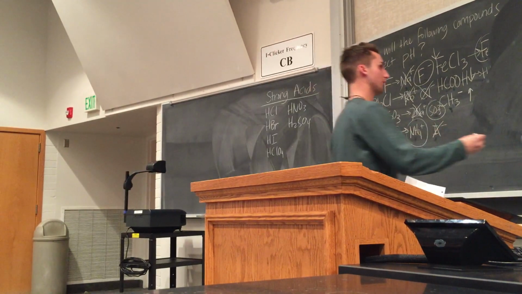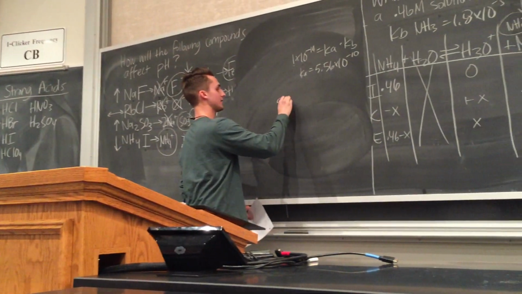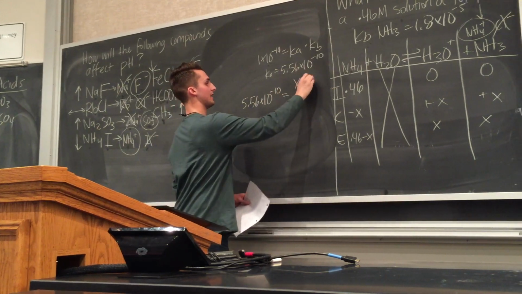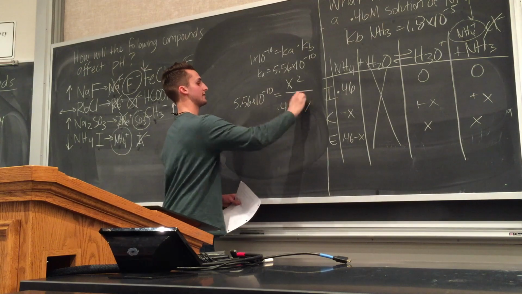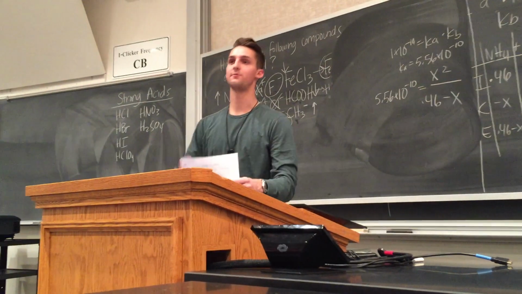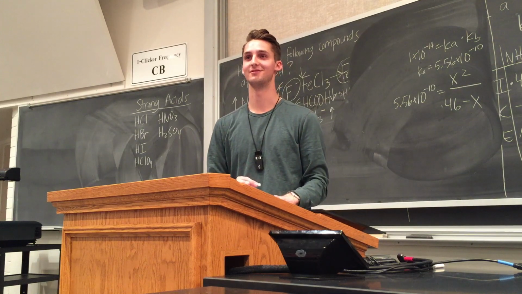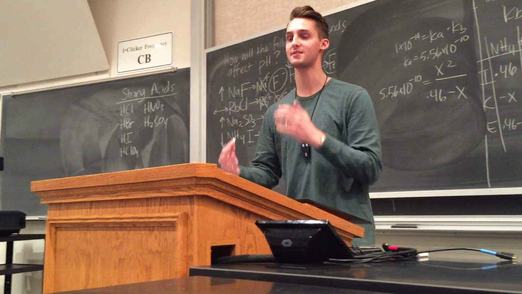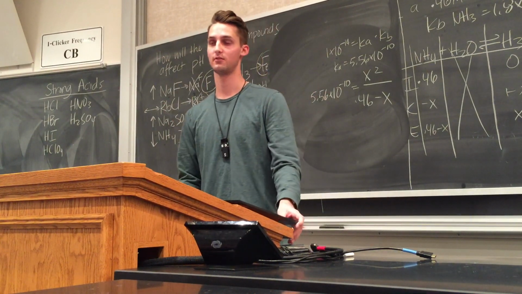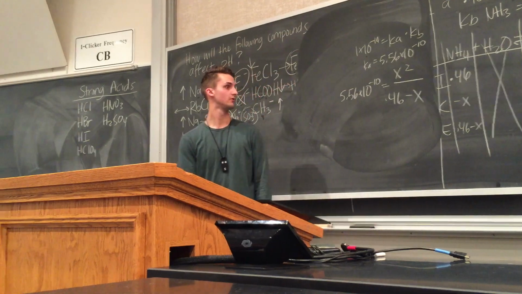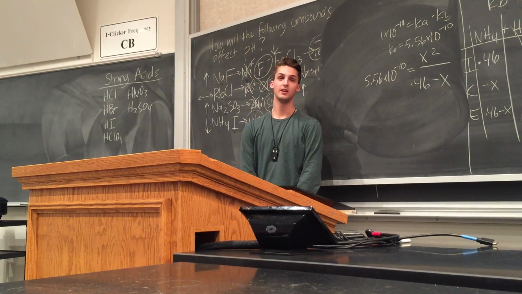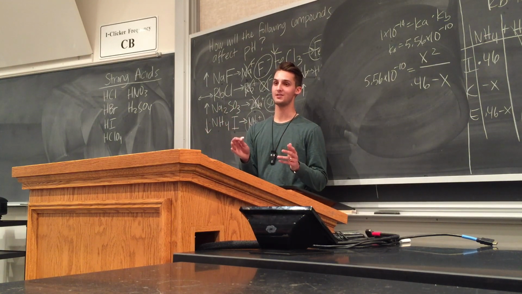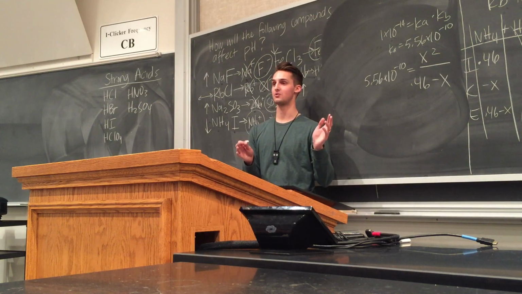Now let's set up our expression. 5.56 times 10 to the negative 10 equals products over reactants, x squared over 0.46 minus x. Who is still confused about when you can use the assumption rule? Okay, some people. I'm going to explain it again because I've heard people ask when can you do it. First of all, if you don't even want to worry about the assumption rule, can't you just always plug it in your calculator? Yes, you can always use your solver, but some people aren't using solvers and they're doing it by hand, and so this saves a ton of time to not have to do the quadratic formula.